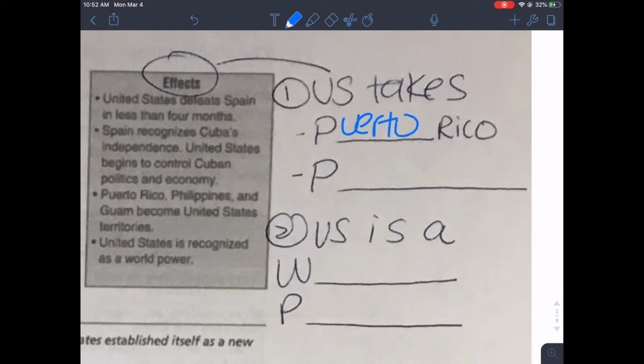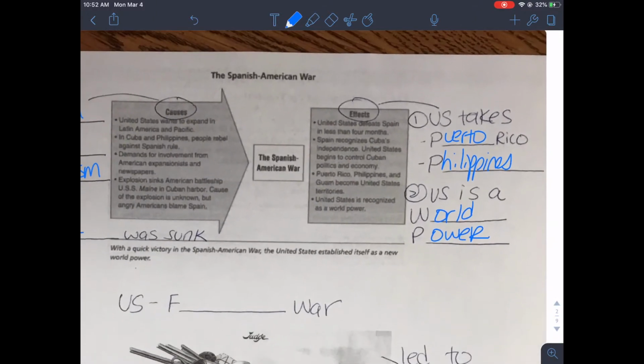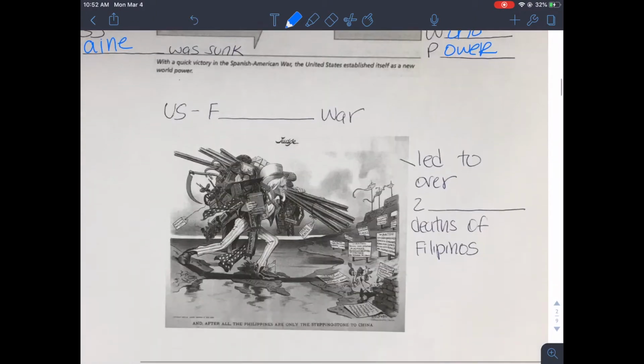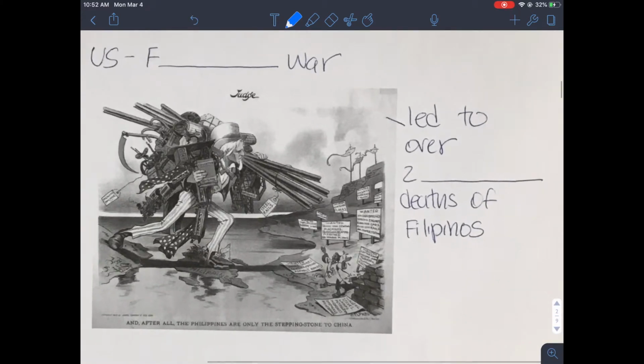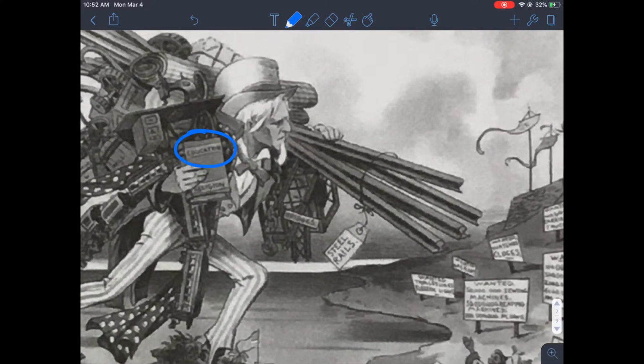So after this war, the United States wins, they beat Spain, and they get access to Puerto Rico and the Philippines. As a result of all this, many people now see America as a world power. A little different than when George Washington was president. So after the Spanish-American War, the Philippines fought against America for independence. We call this the American-Philippine War or the U.S.-Filipino War. As a result of this, over 200,000 Filipinos died fighting the American army, trying to get freedom.